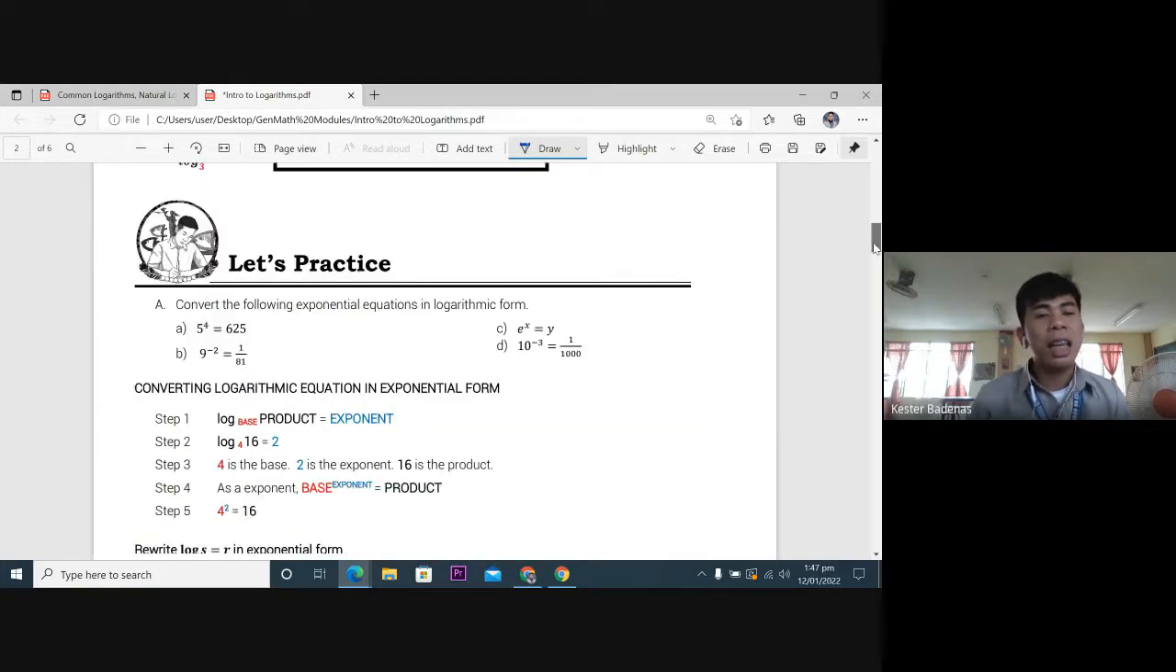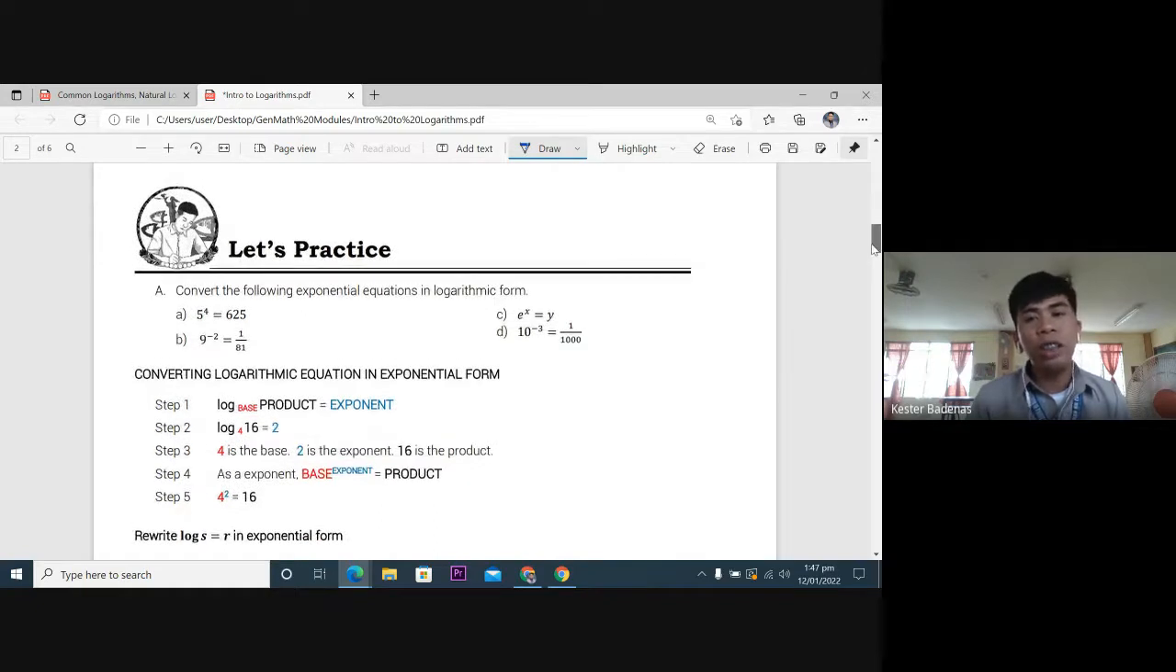Okay? So, let's practice. Gawin natin yung let's practice. I'll be giving you some items. Isa-isahin natin na sagutan. Convert the following exponential equations in logarithmic form.